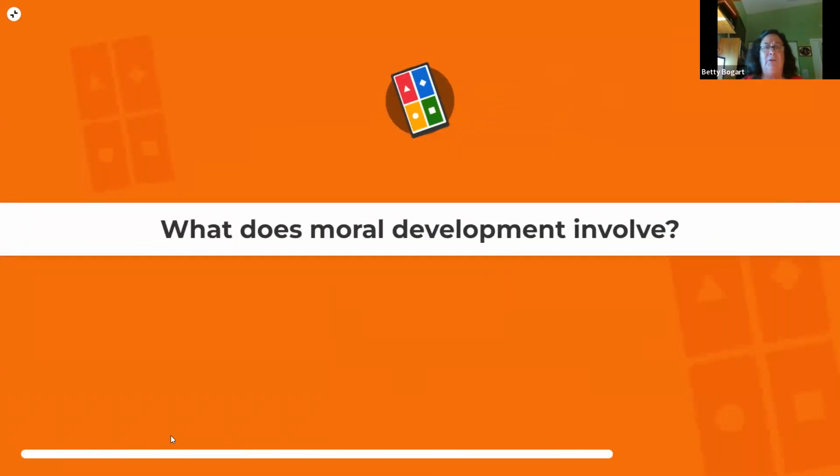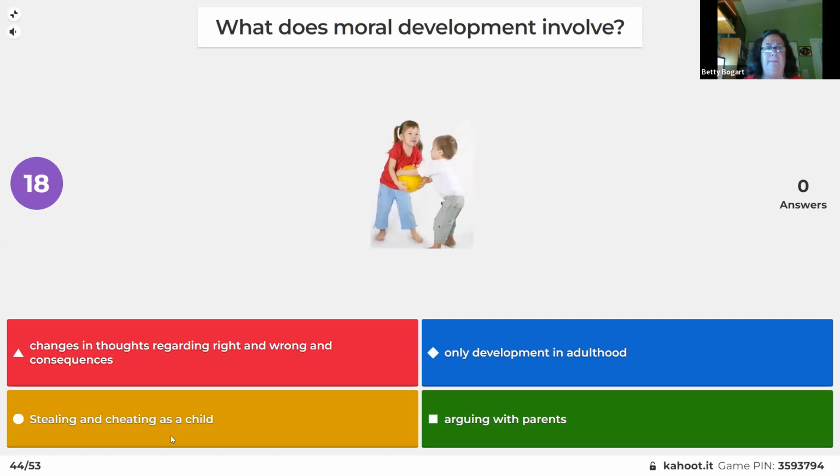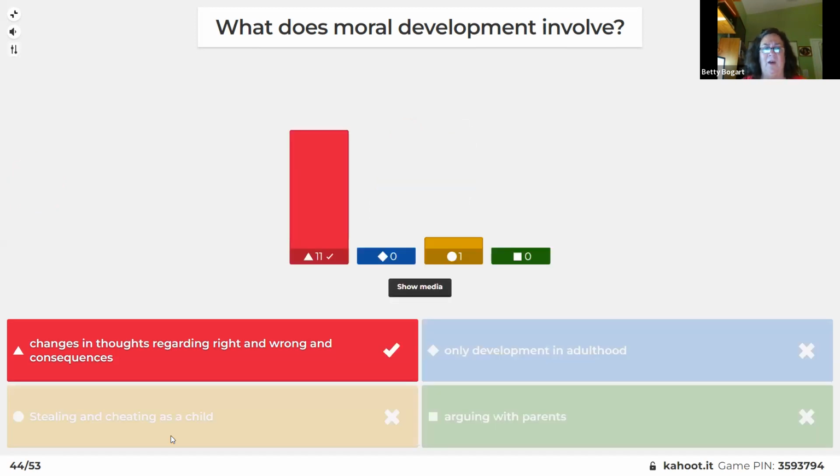What does moral development involve? What did I tell you about moral? Which theorist always talks about morality? And what does that mean? It's all about right or wrong and a consequence for it. And as they get older, it's being able to fit into society, knowing what's right and what's wrong so that they can fit in and adjust to the situation.